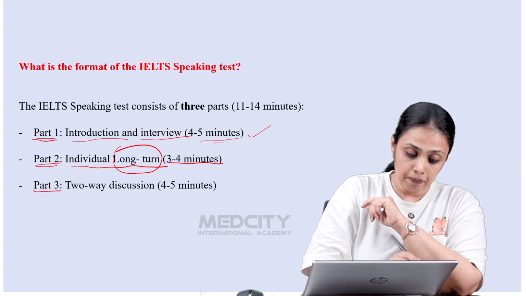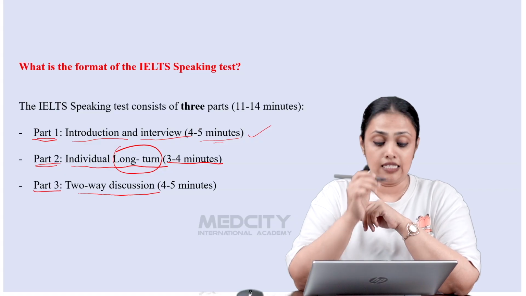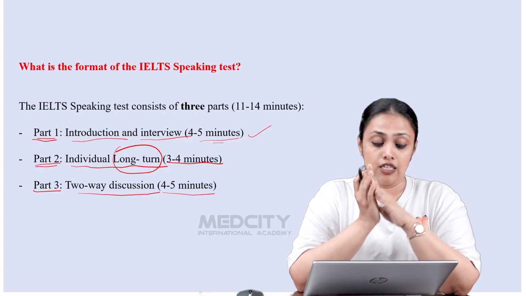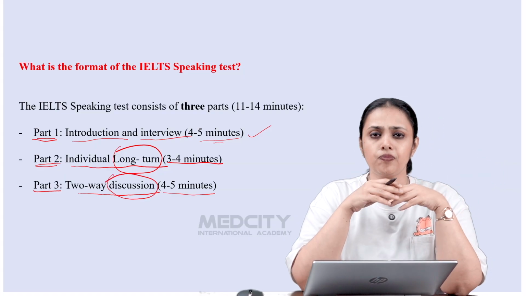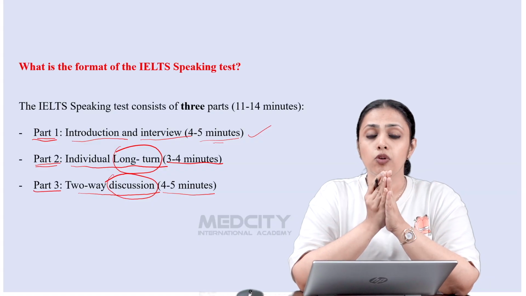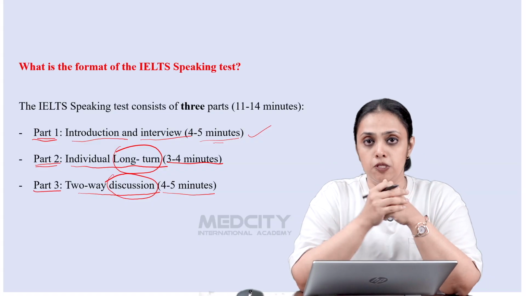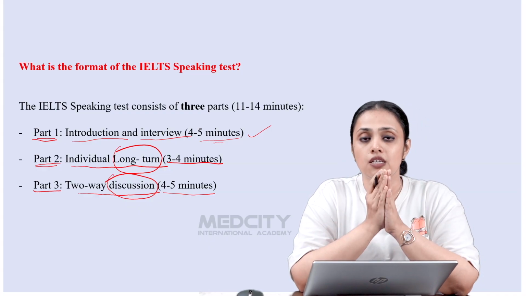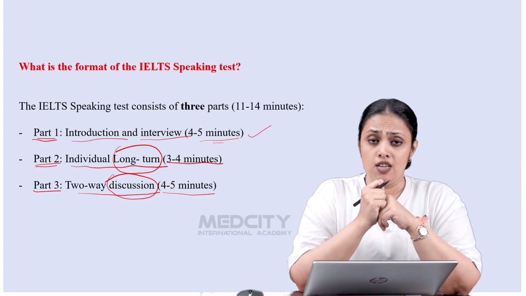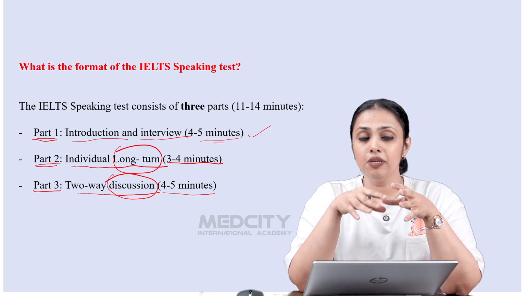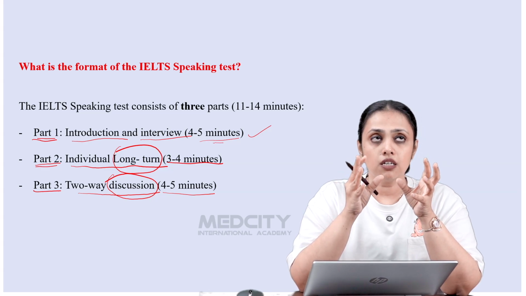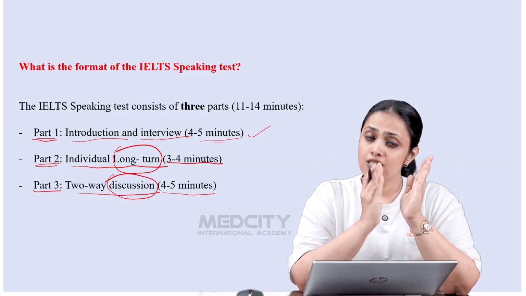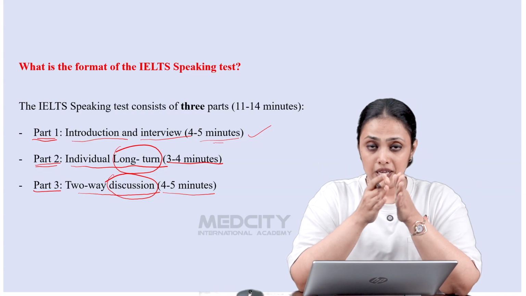Now, part 3. It is called the two-way discussion, and it lasts for about 4 to 5 minutes. As the name indicates, it is a discussion. So here, the questions you get will be more general or from a broader perspective. For instance, suppose in part 1 a question based on colors can be, what is your favorite color? When it comes to part 3, the kind of question you'll be getting is, what shades are most common among youngsters? Do you understand the difference? In part 1, it's all personal choices, but when it comes to part 3, it becomes broader.